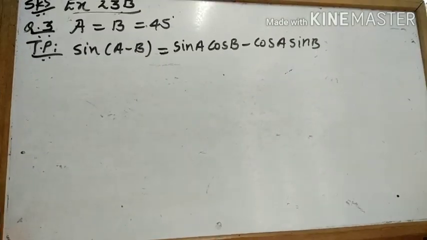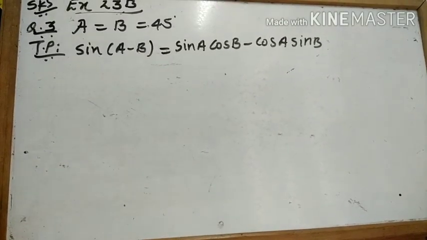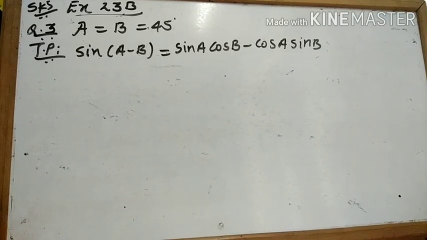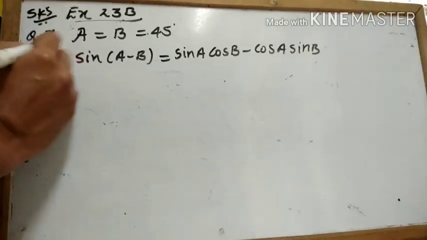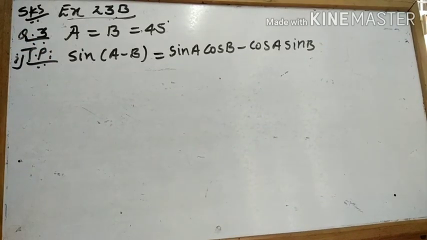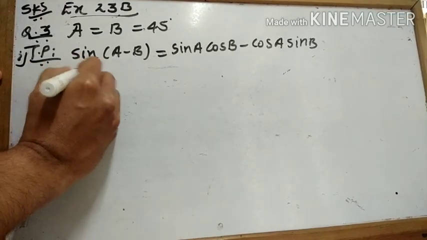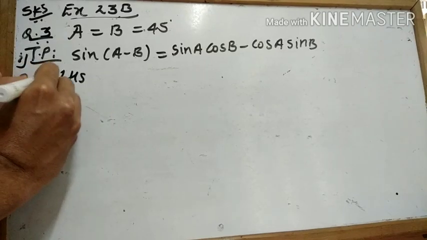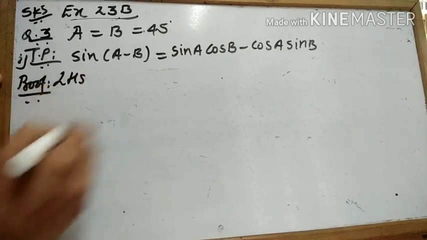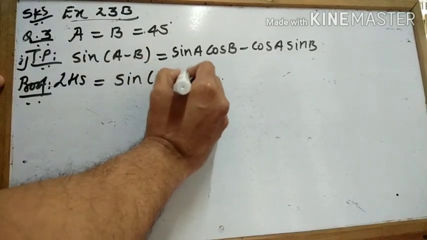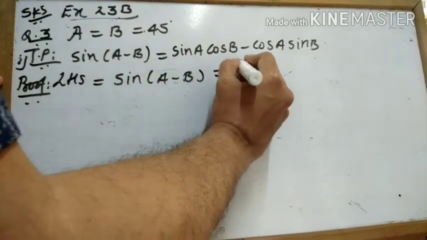We shall see one more question from exercise 23B, question 3, where A and B values are given to us as 45, and there are two sub questions. Out of that, the first sub question is: prove that sine of A minus B equals sine A into cos B minus cos A into sine B. As it is to prove, I am just writing down LHS, and as I told you, I should start with the word proof. LHS is sine of A minus B. I have to substitute the value of A as well as B.